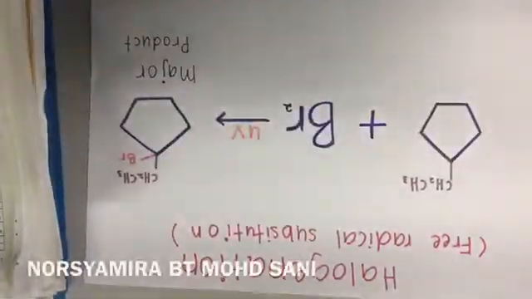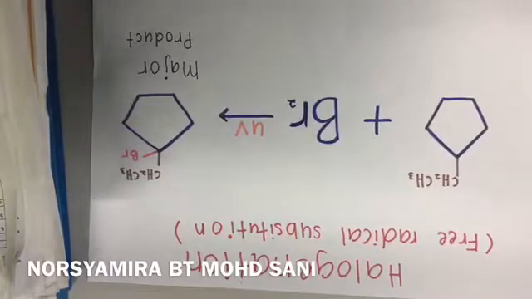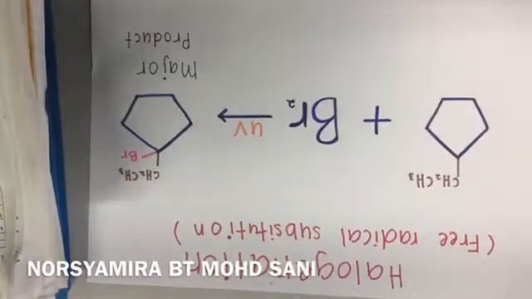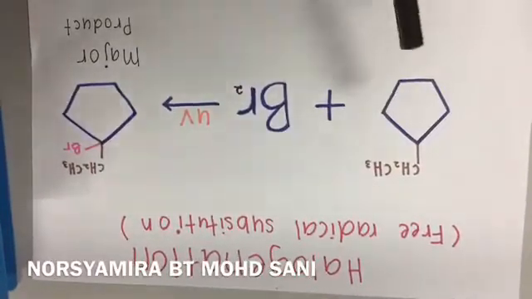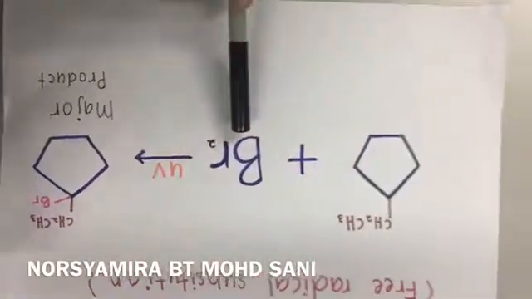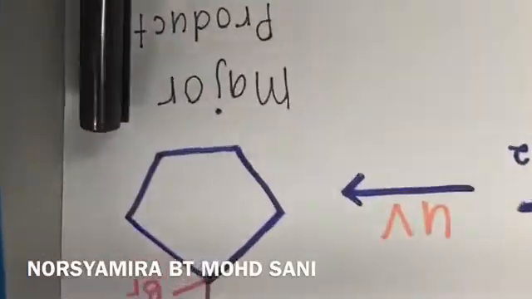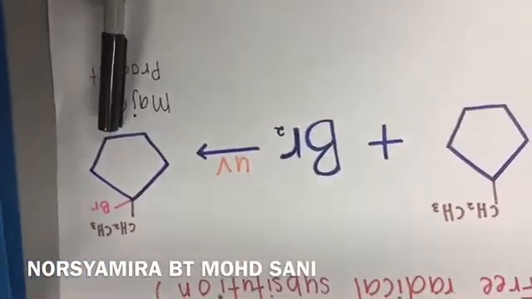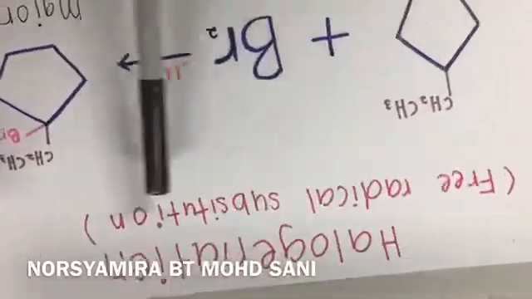So, for question B, the question is: a solution containing ethyl cyclopentane and bromine is exposed to sunlight. Write the mechanism and give the observation of the reaction. State the type of reaction involved. So, the first step is we need to draw the compound. The compound is ethyl cyclopentane reacting with bromine, exposed to UV, which means sunlight, and produces the major product, bromoethyl cyclopentane. And the reaction is halogenation, free radical substitution.